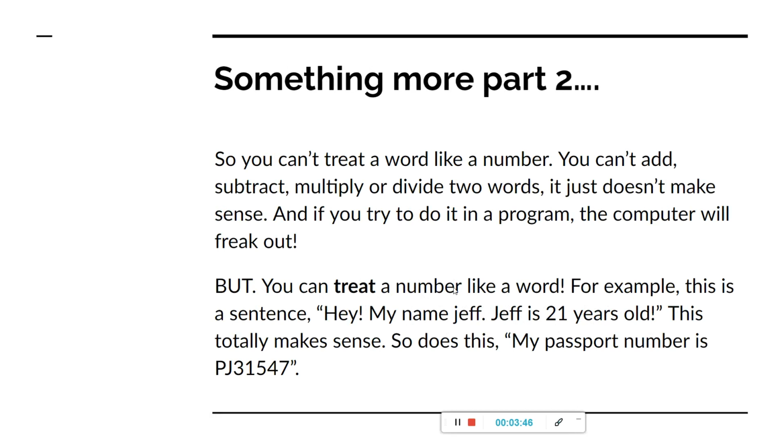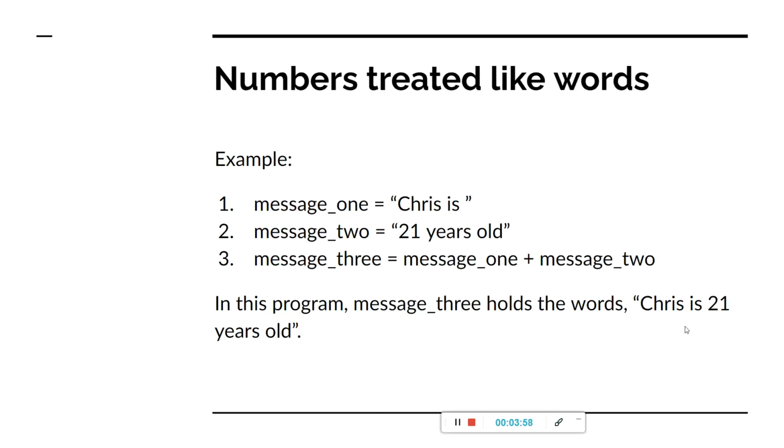Numbers can be treated like words. But you can't treat words like numbers. You can't add, subtract, multiply, divide two words, but you can treat a number like a word, like in a sentence. So here's an example. In this program, the message 3 holds the words Chris is 21 years old.